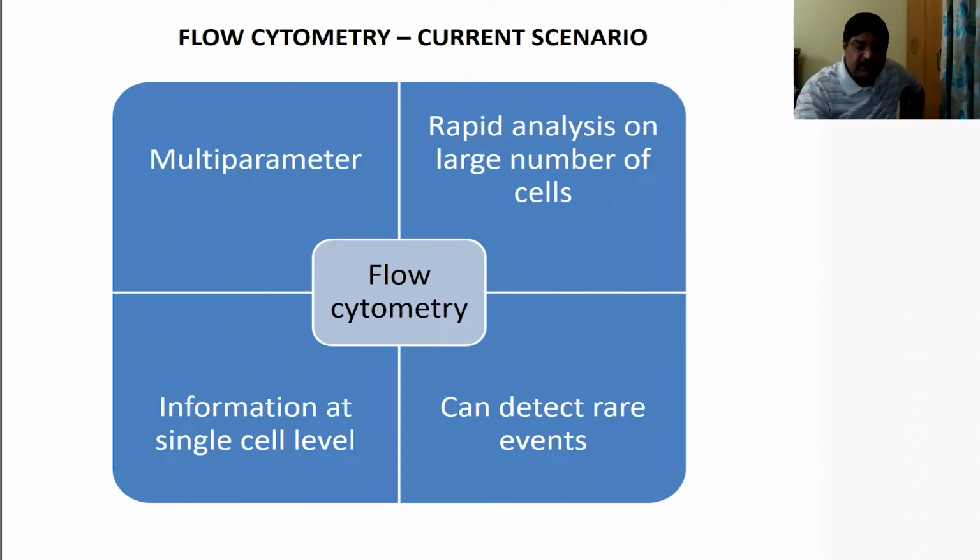So information can be obtained at a single cell level because every single dot on the scatter plot is a cell. And you can detect very rare events. Rare events are nothing but minimal residual disease or measurable residual disease, when patients have been treated for ALL or AML, and you are doing their ALL or AML MRDs. Next.